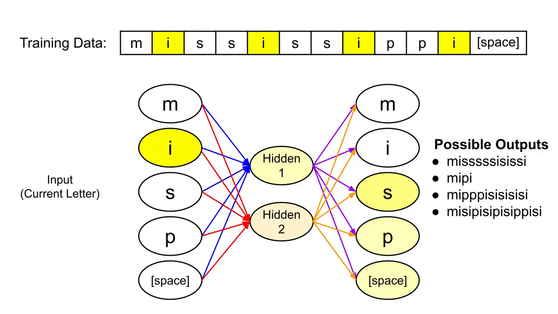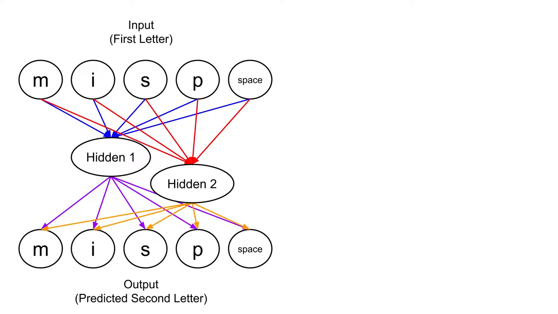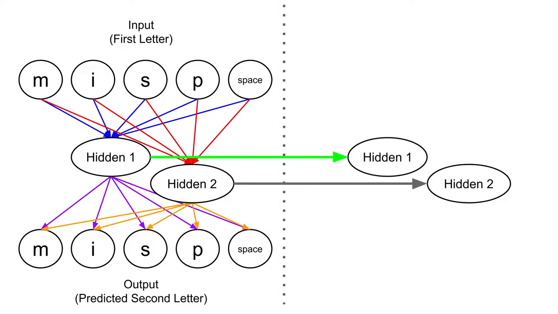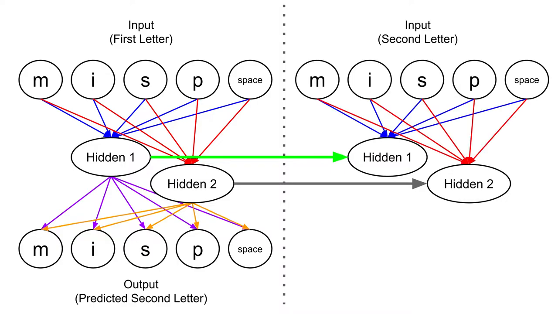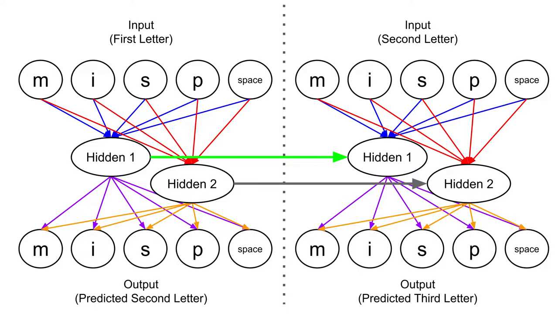What we need to do is make the network remember a bit of context. To do that, we will start by rotating our network so it fits on the screen. And instead of just outputting the predicted second letter, the network will also output a hidden state to be used to remember the information about what came before. Then, it will use that hidden state and what the user actually typed for the second letter to make the prediction for the third letter.